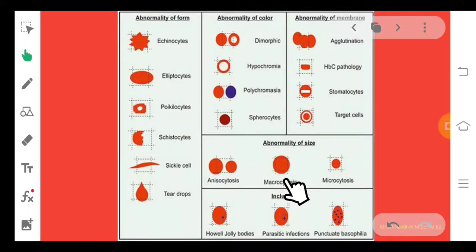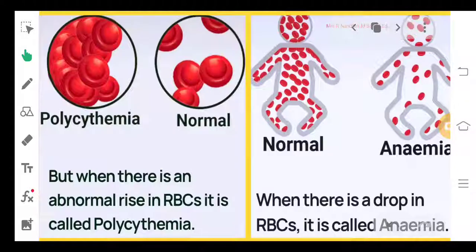anisocytes, macrocytes, microcytes. Inclusions: Howell Jolly bodies, parasitic infections, punctate basophilia. These are the other abnormal forms of RBCs.